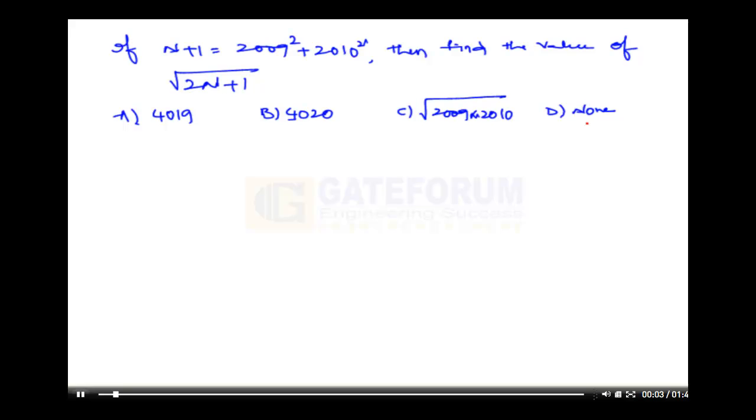n is equal to 2009 whole square plus 2010 whole square. Then find the value of under root of 2n plus 1. We are assuming here, let 2009 be equal to m. So n plus 1 can be written as 2009 whole square plus 2009 plus 1 whole square.